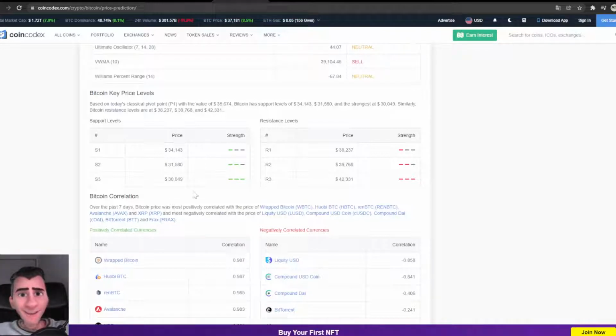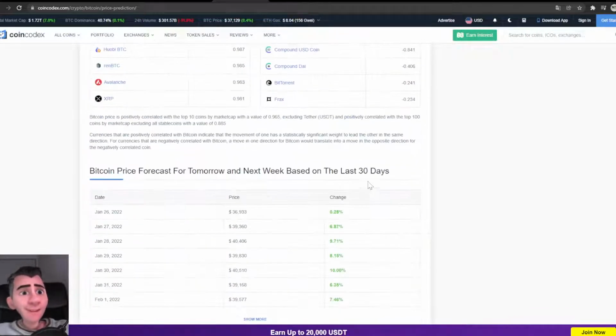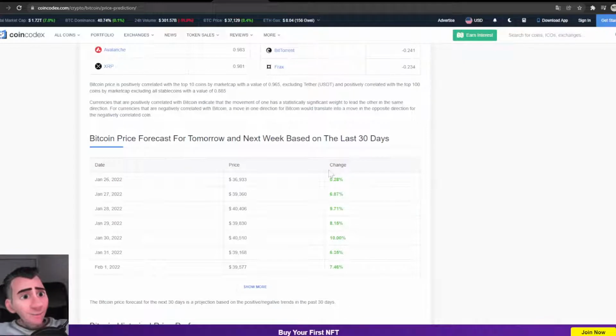Buy the blood. Yes, Angry Higgins. Buy the blood and sell the moon. Sounds nice. Okay, resistance points. The first resistance point, 38,000. The next one, 39,700. And the biggest resistance point now, with the most strength here, is 42,300.